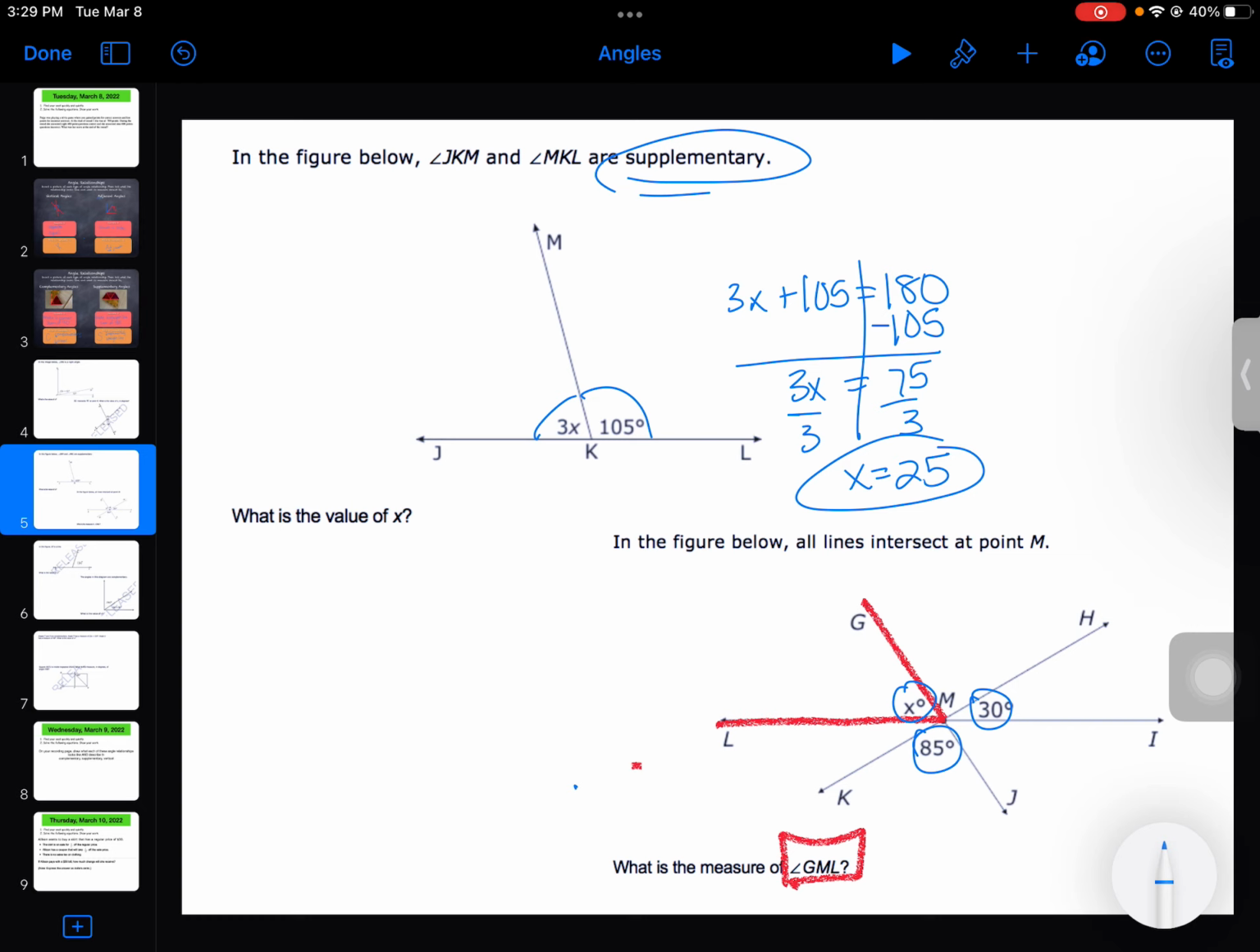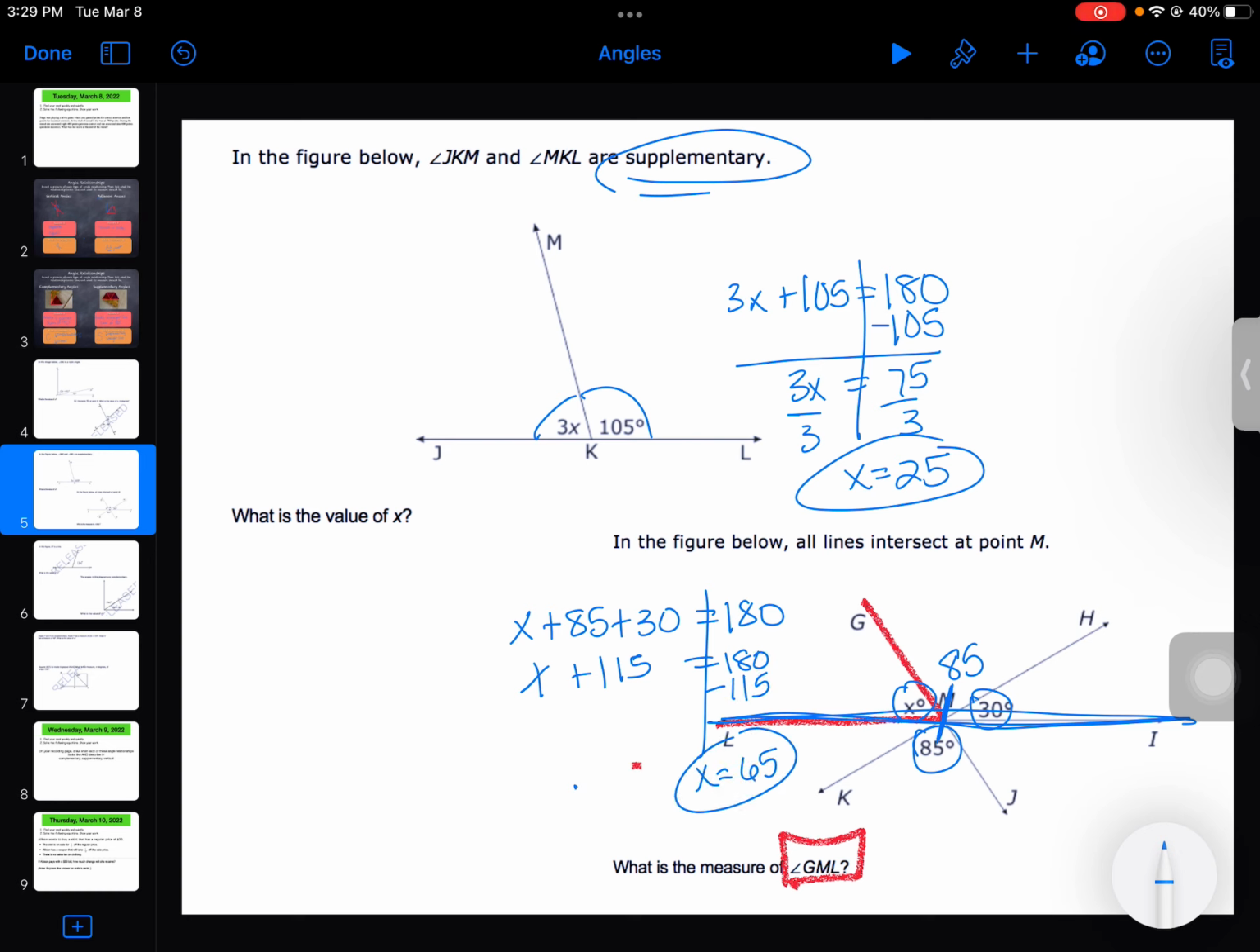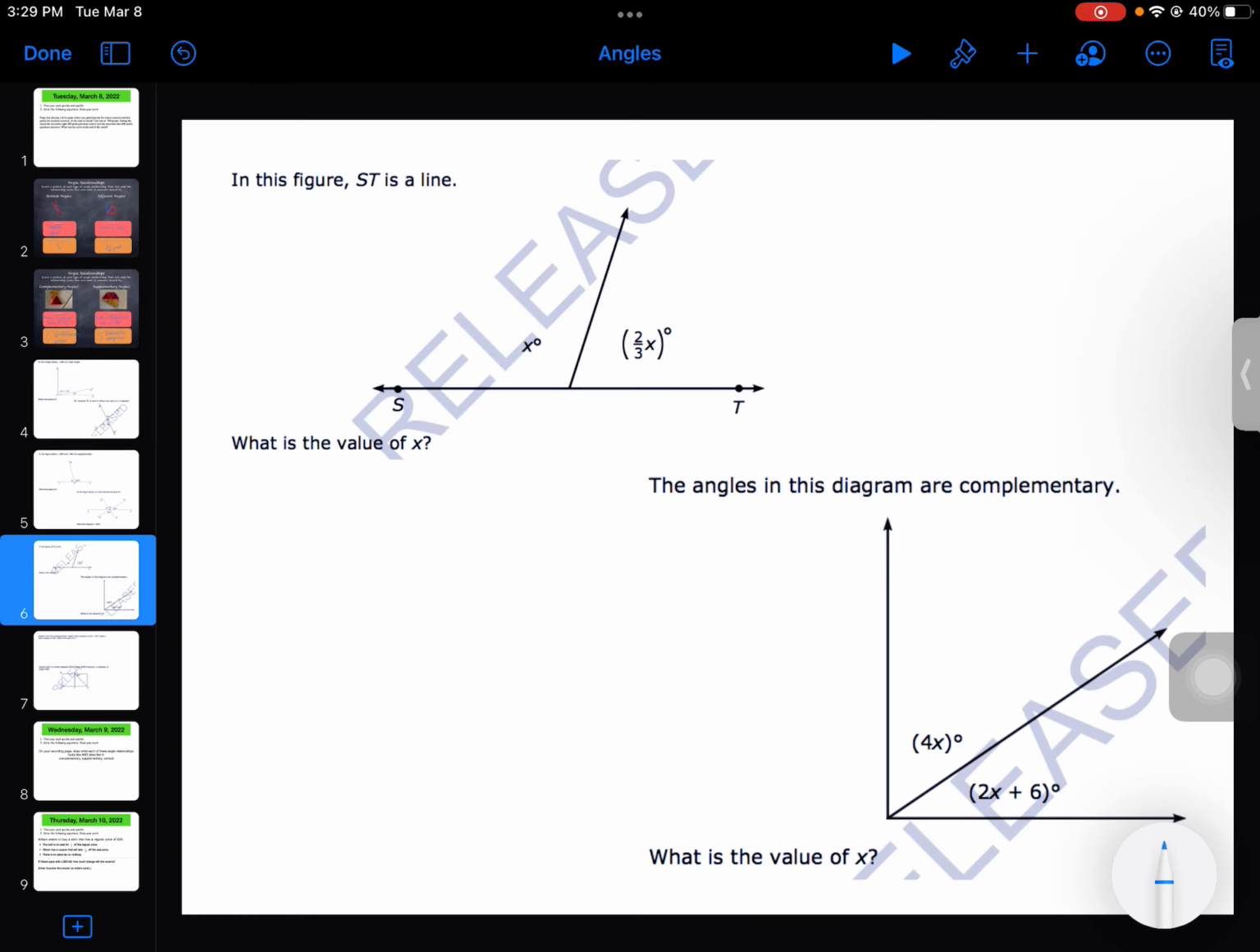Well, I don't see any right angles, but I see that there's a straight line here. That's helpful. And then I know that these two angles are across from each other. They're opposite, so that means this has to be 85. And I know that straight line equals 180, so that means X plus 85 plus 30 is 180. This gives me 115 plus X equals 180. Take away 115, and X is 65. Okay? So again, looking for straight lines or right angles or vertical angles.